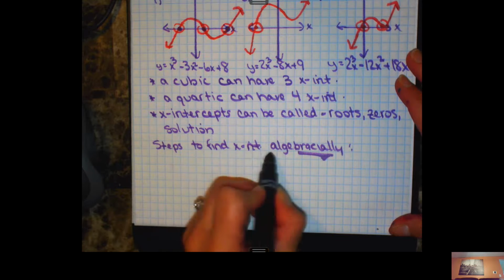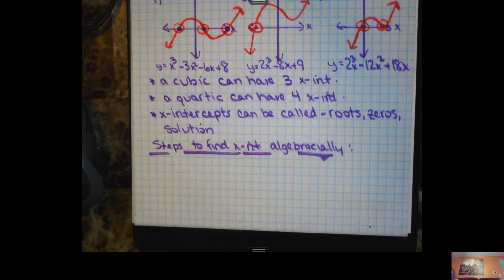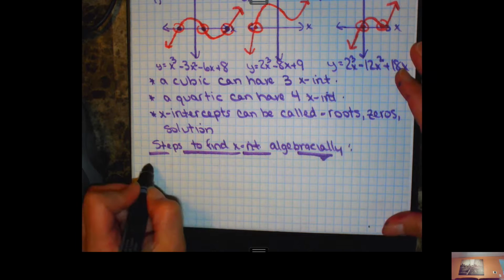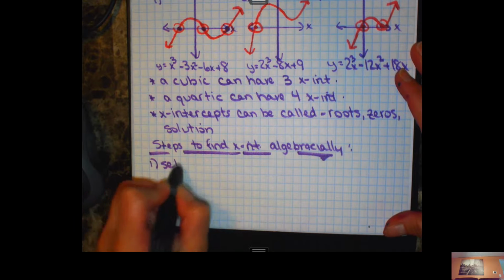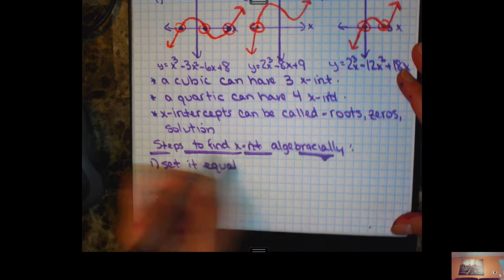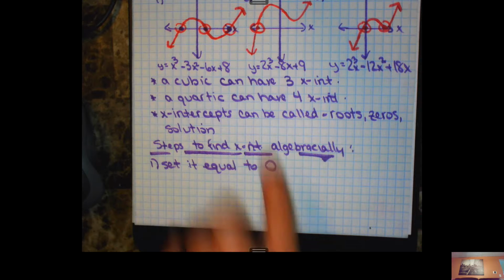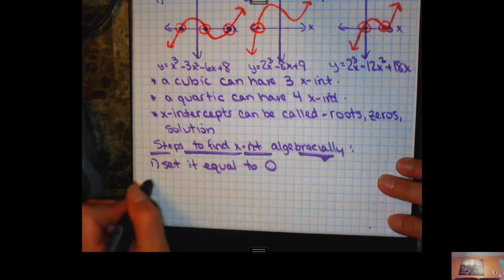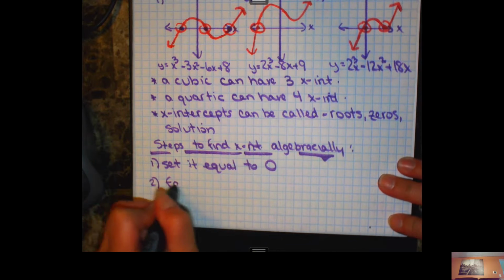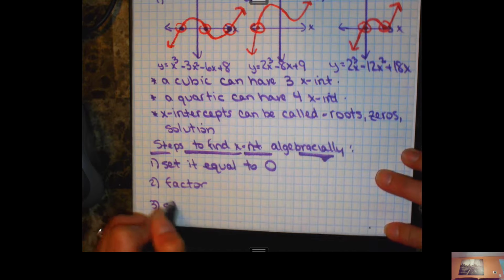So these are our steps, and we have 3 of them. I'm making them short and sweet. If we were trying to find the x-intercepts algebraically, number 1, you're going to set it equal to 0. So can you write set it equal to 0? You're going to take whatever the equation is, you have y equals, and change that y to a 0. Step 2, you're going to factor. And then step 3, you're going to solve.